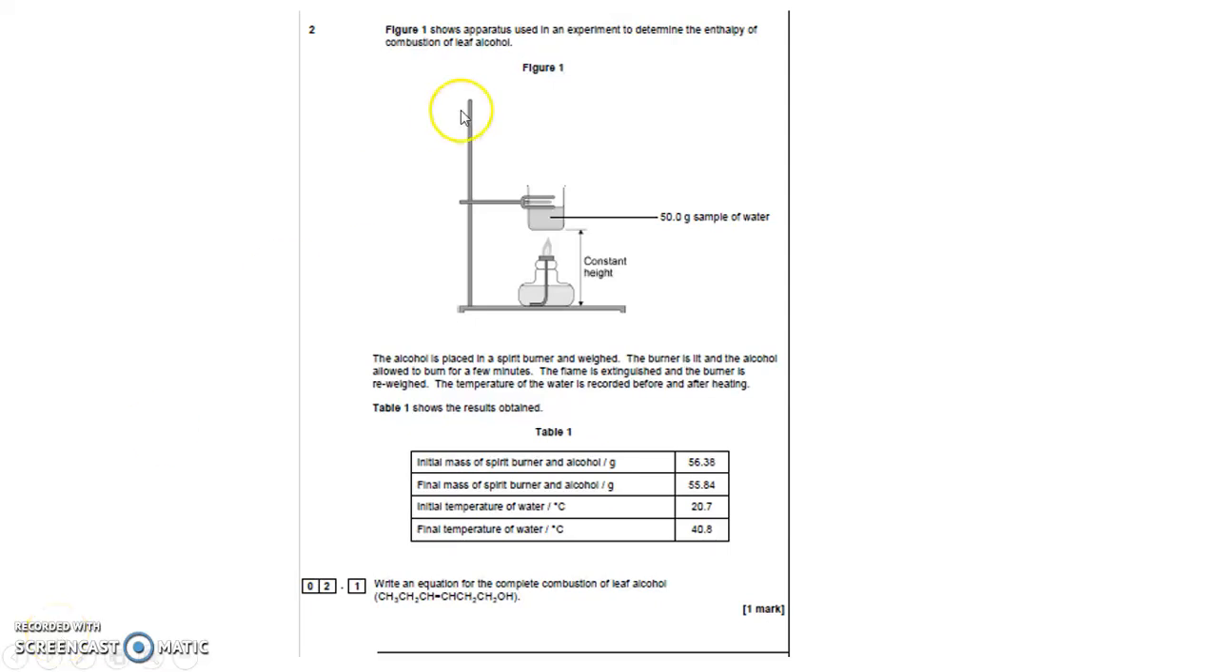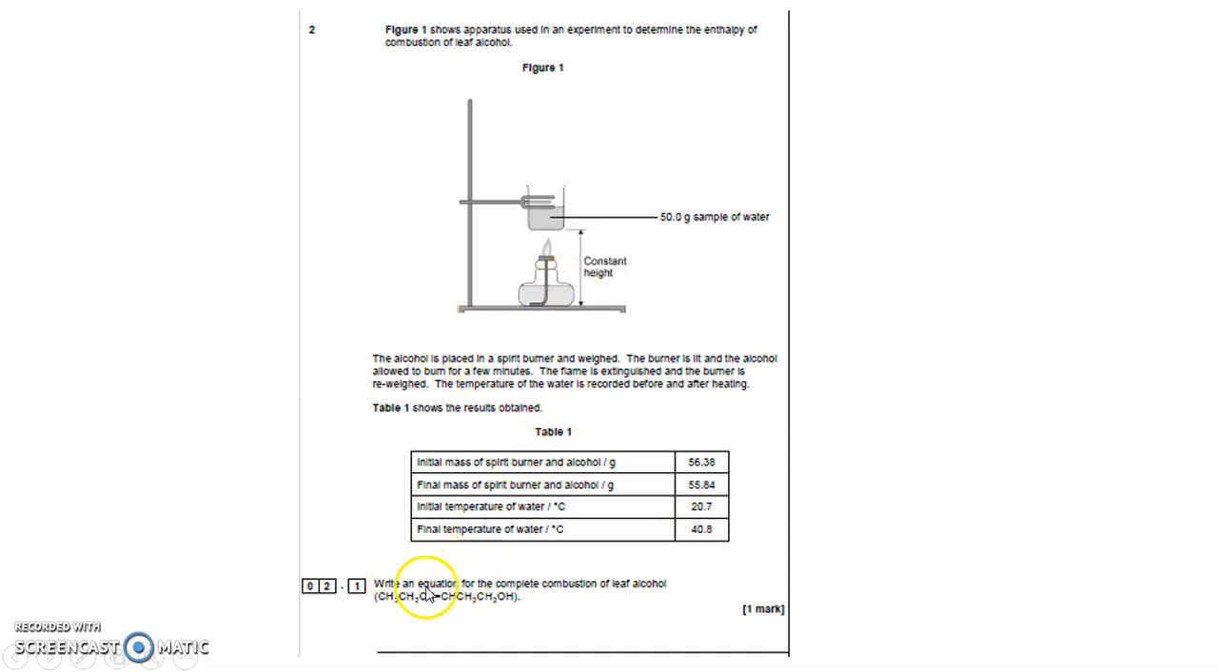Question number 2. Figure 1 shows apparatus used in an experiment to determine the enthalpy of combustion of leaf alcohol. So what's the heat change, how much heat is given out when leaf alcohol is combusted, burnt, reacted with oxygen. So what have I got? I've got a 50-gram sample of water, I've got leaf alcohol in a burner, I've got the mass of the spirit burner before and afterwards, and I've got the temperature of the water before and afterwards.